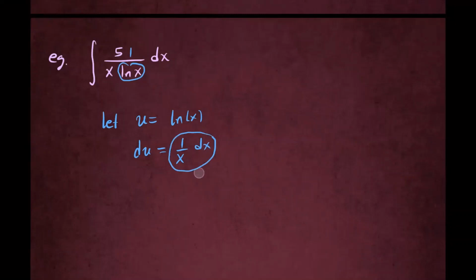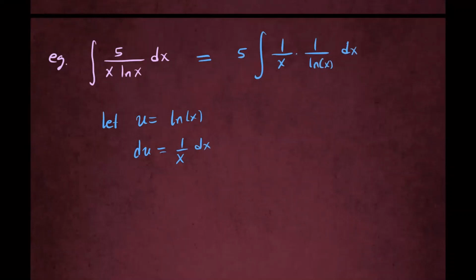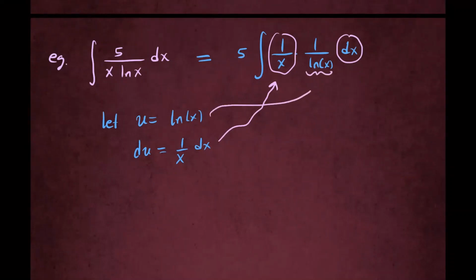The only thing it's not taking care of is 5, but 5 is a constant, so I can pull that outside of my integration. So this is same as writing 5 times the integral of 1 over x times 1 over ln of x. I'm writing it this way so that you can clearly see what we're substituting in. This and this together are going to be replaced with du, and ln of x right here is going to be our u. So this is what the integral will become: 5 times the integral of 1 over u du. Let me know if that makes sense.